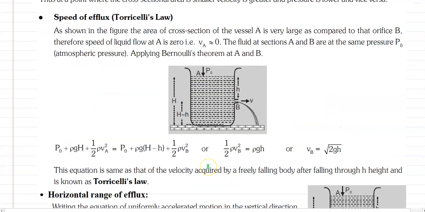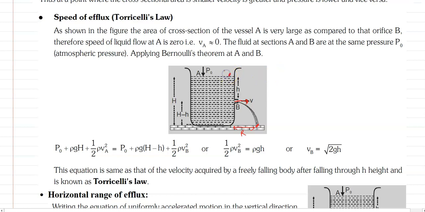Okay. Another application is speed of efflux. If I make a hole on a vertical tube, then the liquid comes out and falls on the ground after some distance. This is called range. And the velocity of the fluid coming out from the hole is called speed of efflux. So this velocity can be calculated by Bernoulli's theorem.